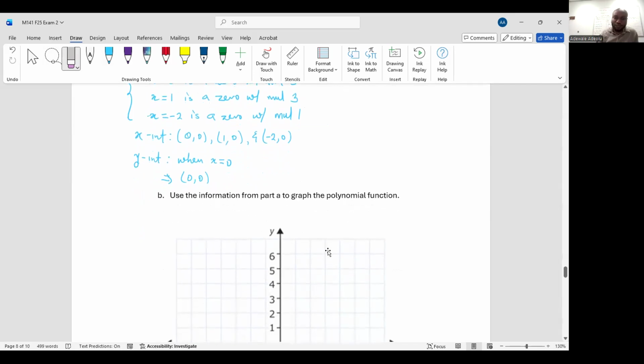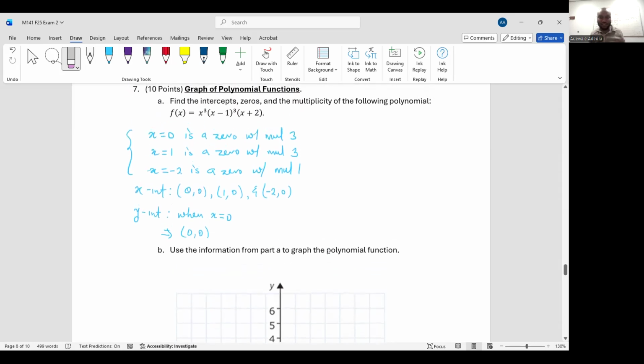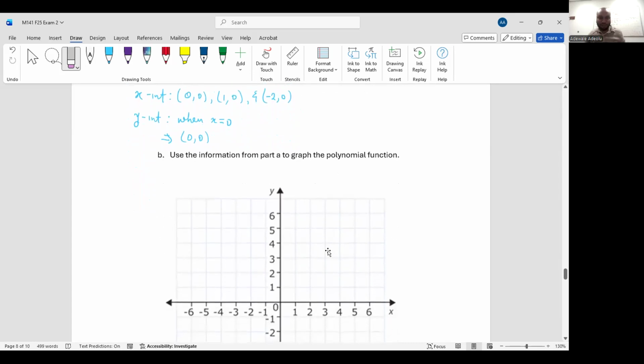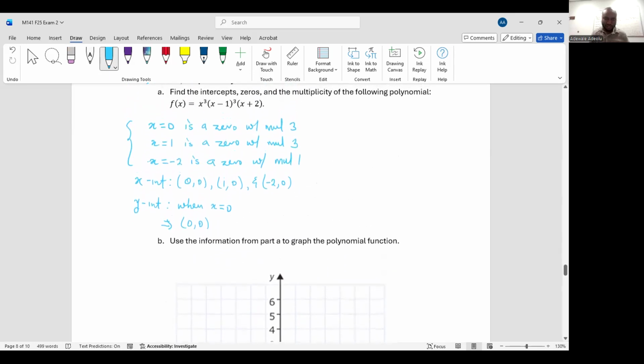Okay, use the information from part A to graph the polynomial function. Yeah, so let us do that. We know that we have an x-intercept at 0, meaning that the graph passes through that point. It passes through 1, and it passes through negative 2. The y-intercept happens to be the same point as an x-intercept, so no problem.